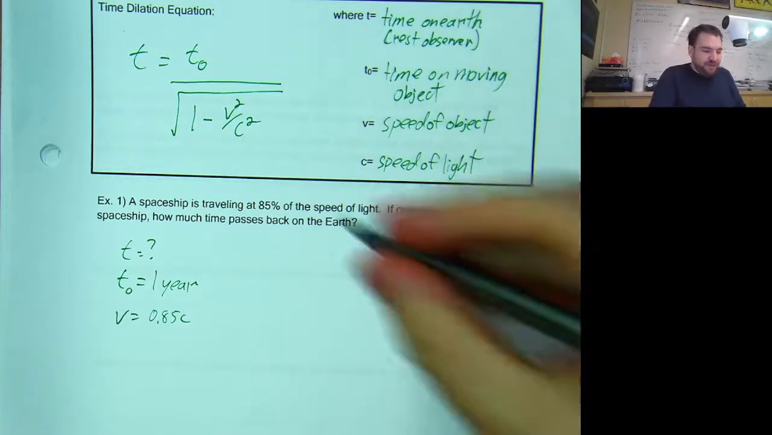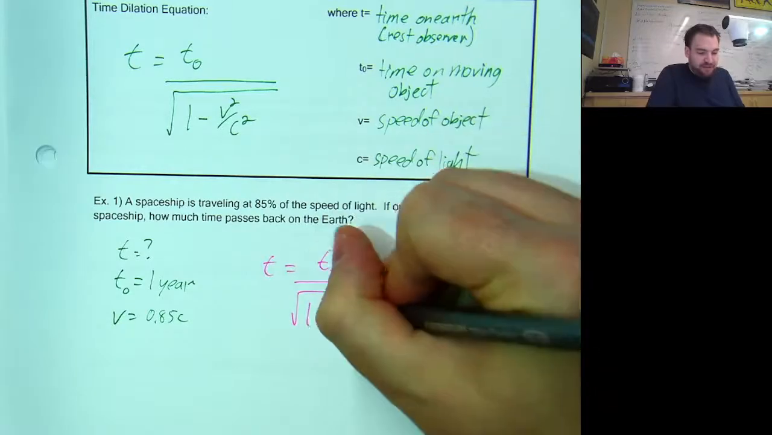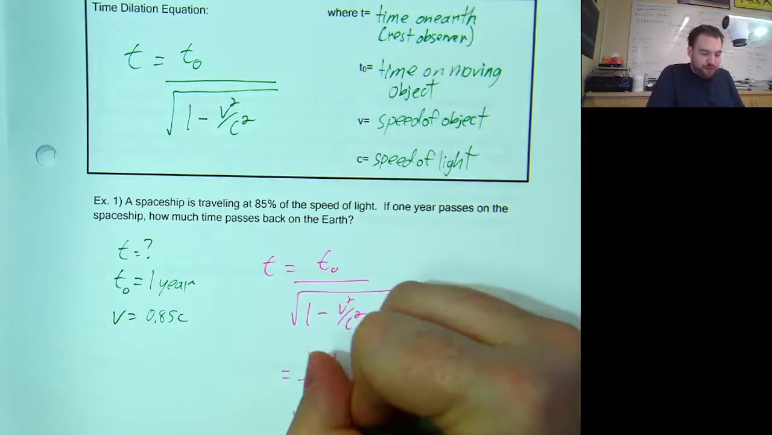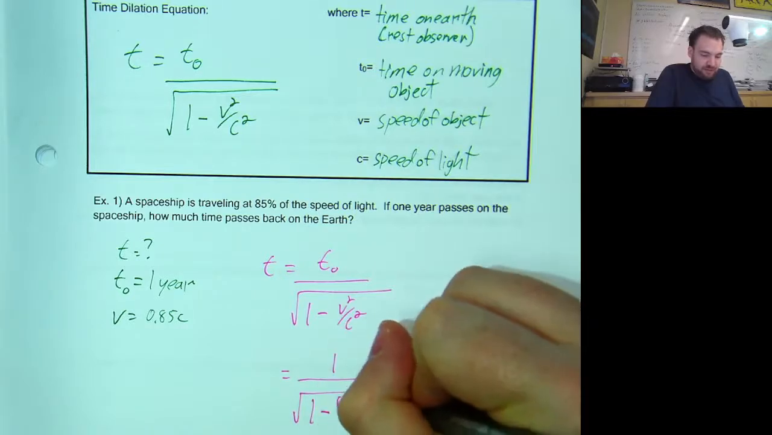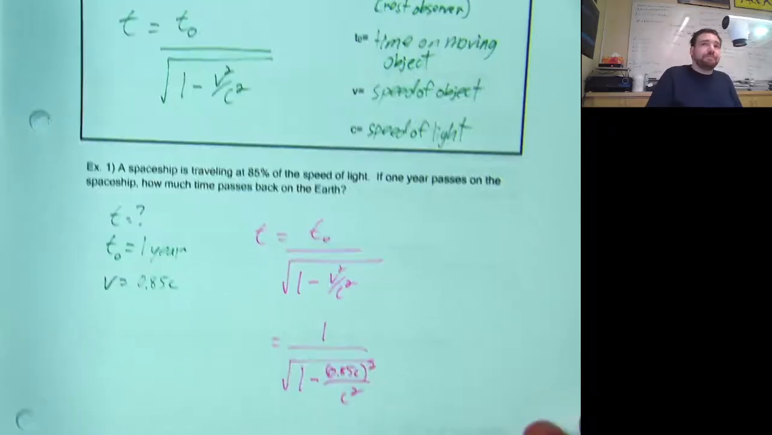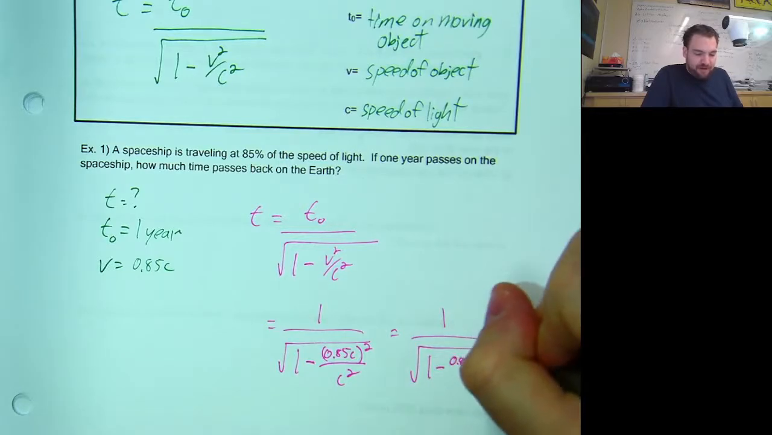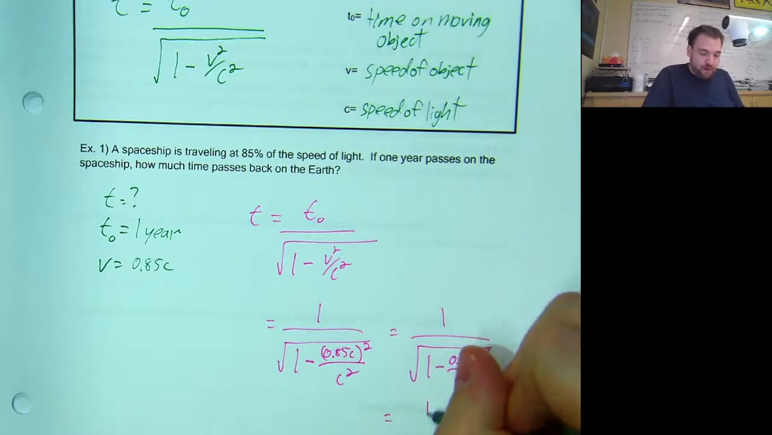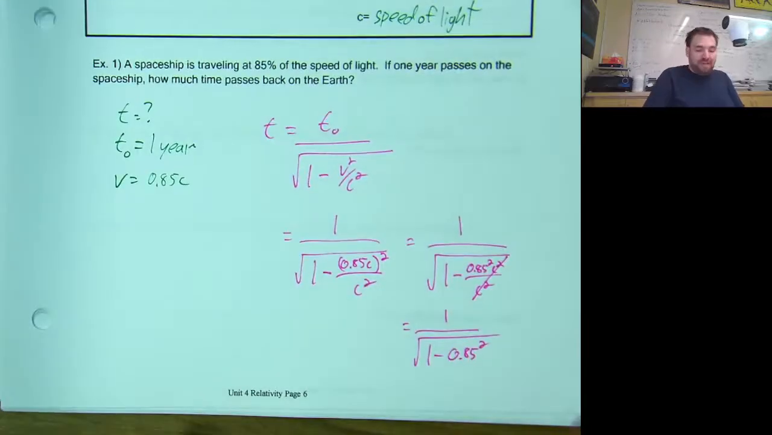So the time dilation equation looks like this. T equals T0 over the square root of 1 minus v squared over c squared. Plugging in values, we're going to get 1 over the square root of 1 minus (0.85c) all squared divided by c squared, which is going to give us 1 over the square root of 1 minus 0.85 squared c squared over c squared. Those c squareds are going to cancel. So what is 1 over the square root of 1 minus 0.85 squared? What is that value?